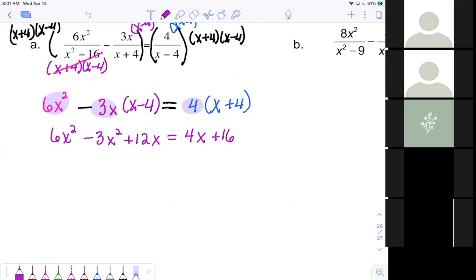All right, so everything is factored. Set this equal to 0. We have to subtract a 4x and subtract a 16. Also subtract those like terms. So 3x squared, 8x minus 16 is equal to 0.